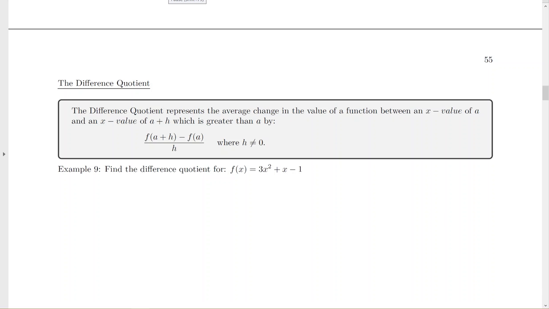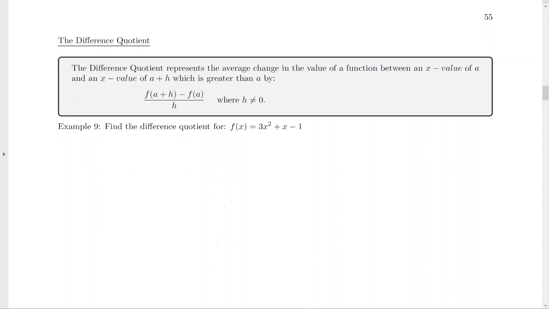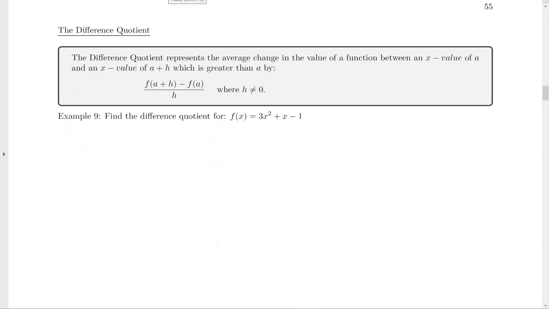So the topic for today is the difference quotient. And the difference quotient is really the slope formula in disguise. But when we're not talking about a line, it's a little trickier to do. And that's what these next examples are representing here. So use the difference quotient formula, that's what this is up here, for this particular function.